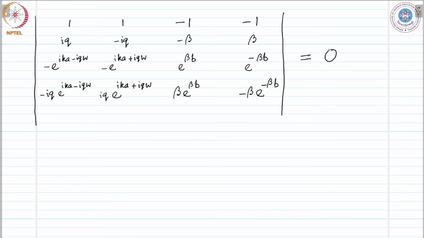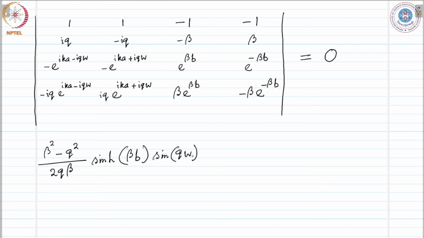And if we set this determinant to 0, we will arrive at the following condition: (beta squared minus q squared) over (twice q beta) times sinh(beta b) times sin(qw), plus cosh(beta b) cos(qw), equals cos(ka). This kind of a condition we arrive at.